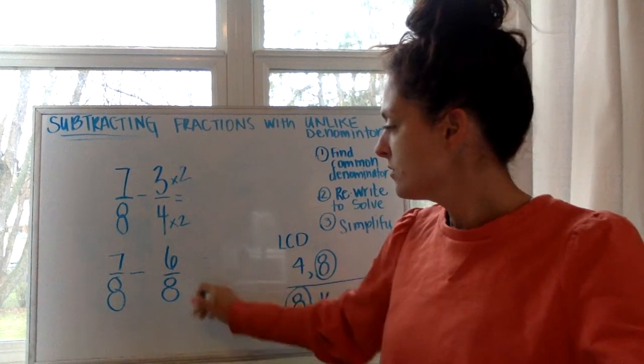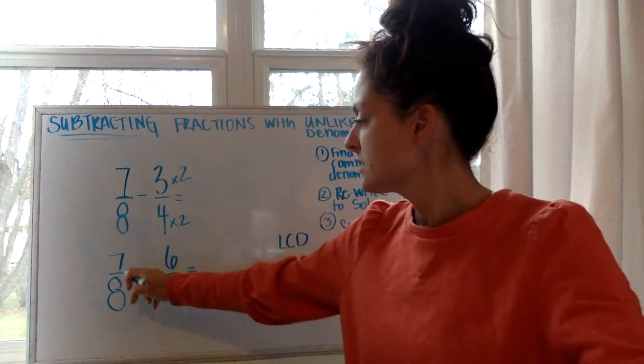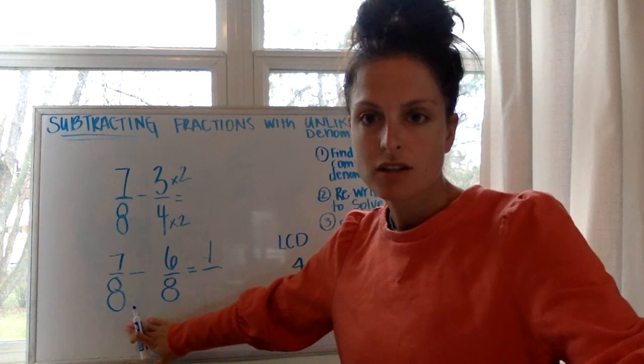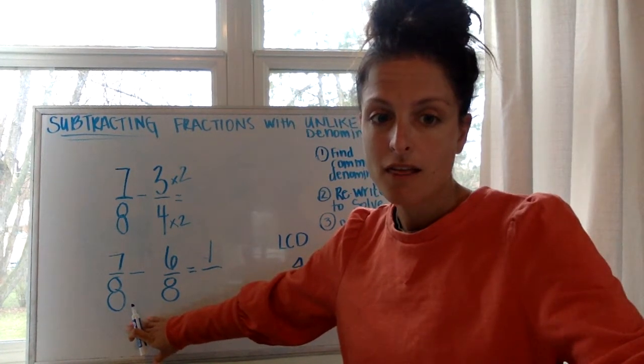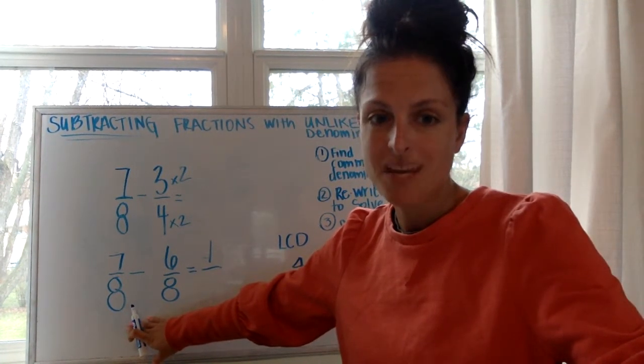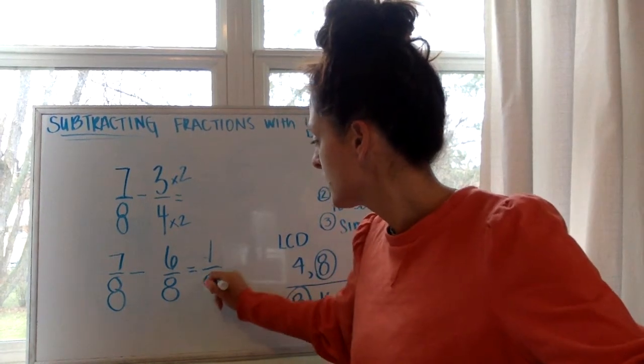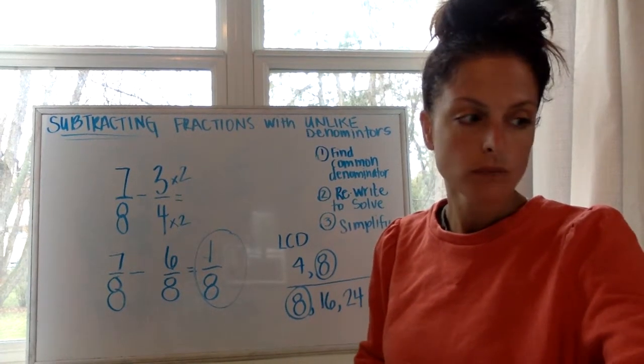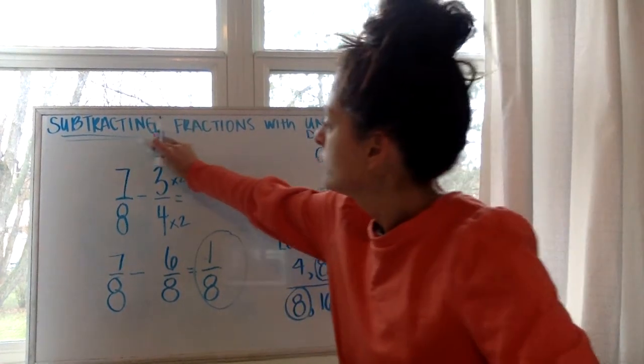So now I can subtract them. 7 minus 6 is 1. And remember, we don't subtract our denominators because those stay the same. Those are telling us how many eighths we have. So we get 1/8 as our final answer. Okay?